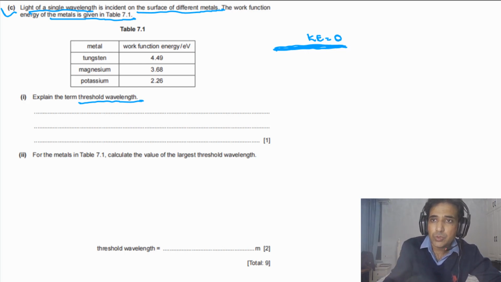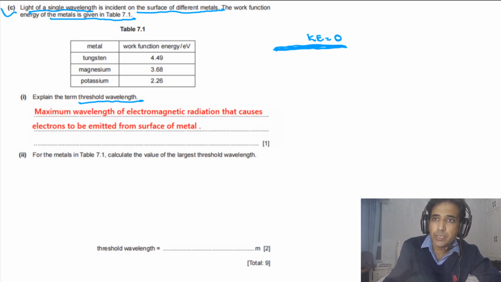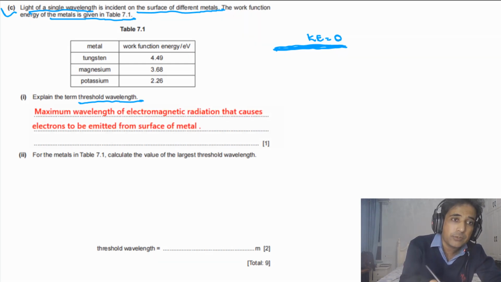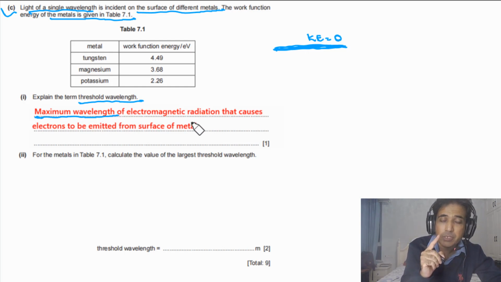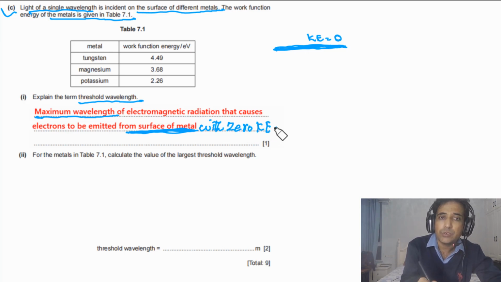Now let me show you how you can write down your answer. In the answer you have to say maximum wavelength of electromagnetic radiation, not maximum wavelength of photon. Maximum wavelength of electromagnetic radiation that causes electrons to be emitted from the surface of metal. This is also important: from the surface of metal. You can also say with zero kinetic energy. If you want to write it in a proper way and it has 2 marks, you can say with zero kinetic energy. This is how you need to answer.